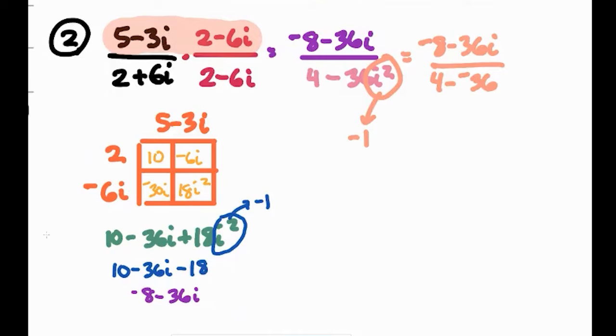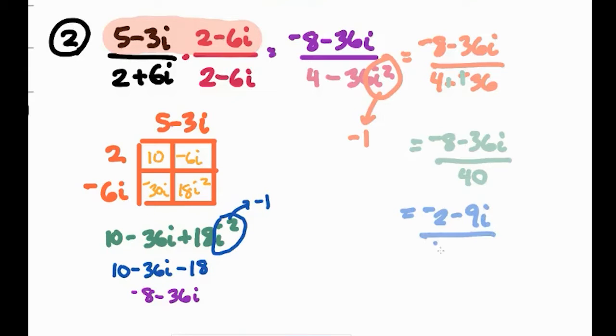And then let's do this. We'll do plus plus. So you end up with negative 8 minus 36i over 40. Okay. And you can see that the top and the bottom are both divisible by 4. So I'm going to divide the top by 4, and you get negative 2 minus 9i over 10. That would be your final answer.